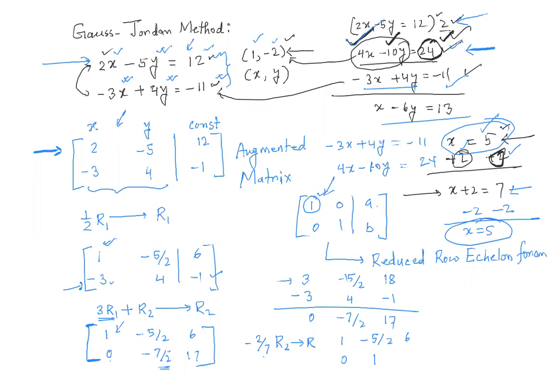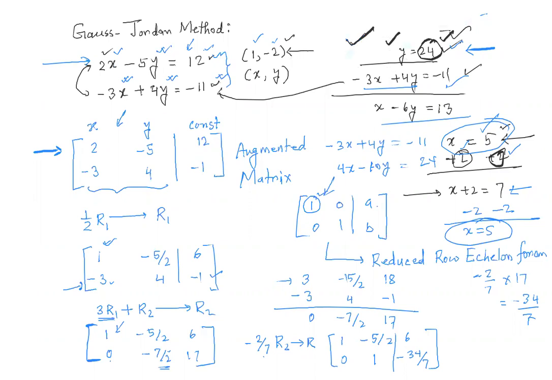Okay, -2/7 times 17, -2/7 times 17 is -34/7. So this is going to be -34/7. By the way, it's very easy to make mistakes in these calculations. So be patient if I make mistakes. So let's just erase some of this stuff so that I have more space.